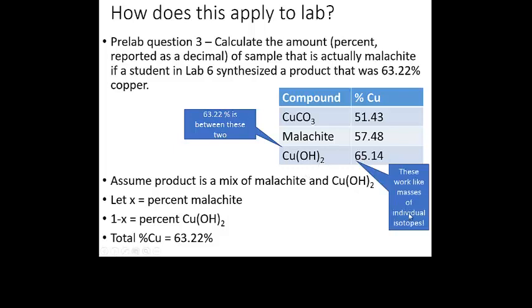And in our other example, we had masses of individual isotopes. In this case, we have percent copper, right? These are acting like the masses of the individual isotopes. So you should be able to put together now an equation and solve for X so you can figure out what the percent malachite is.